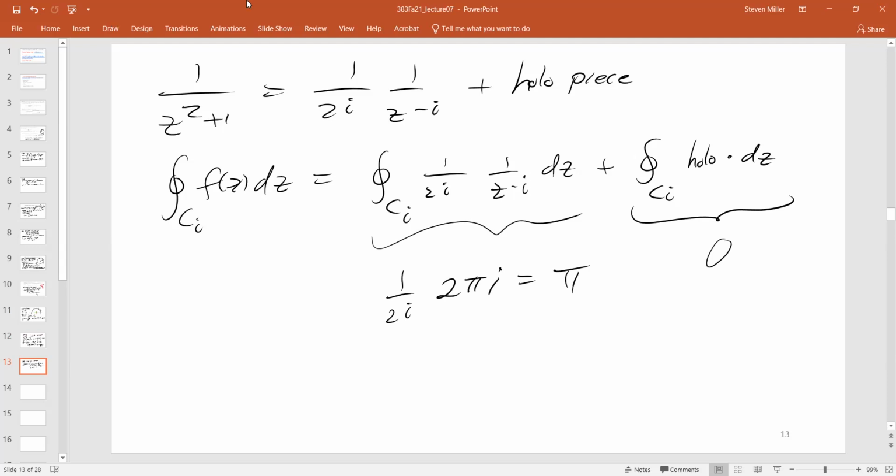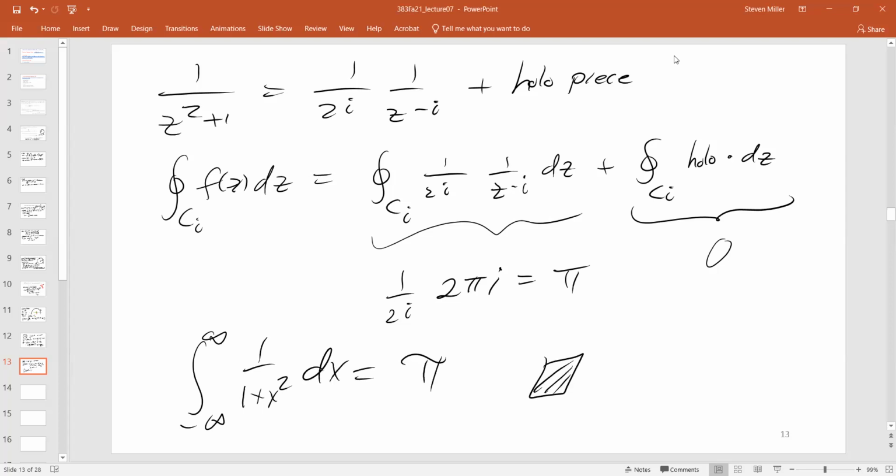Are you here? And so we get pi, and so when we put the pieces together, we get the integral from minus infinity to infinity of 1 over 1 plus x squared dx is equal to pi. So we actually proved this without using the arctangent.